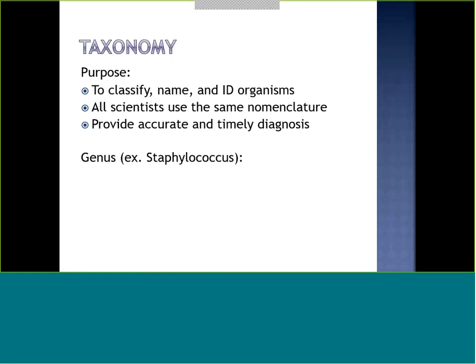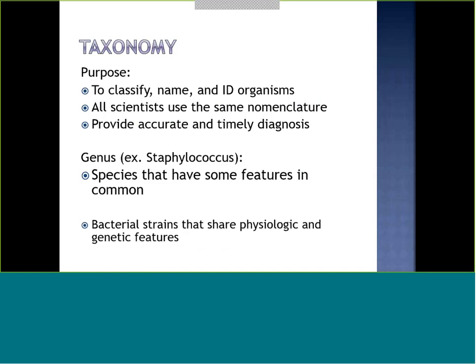So there's always a genus. The genus is going to be the first part of the name. So in this example, Staphylococcus is the genus name. And then after the genus will come the species name. If you think of it this way, the genus is kind of like your family name, like your last name. It means that you're all roughly relative and very similar to each other. And then when you go to the species name, that's even more similar, like it's whittling it down to even fewer people having things in common. So it's genus and then species. Again, these are grouped up because they share the same physiologic and genetic features.